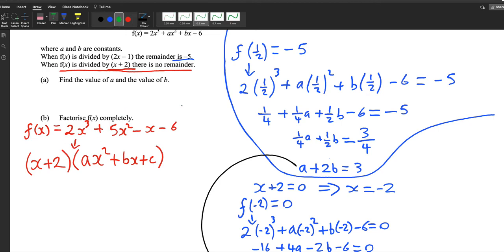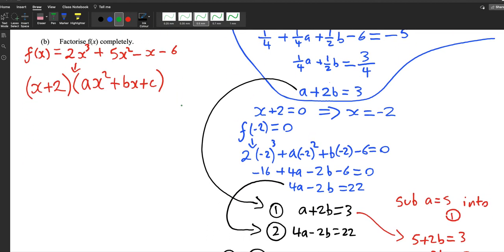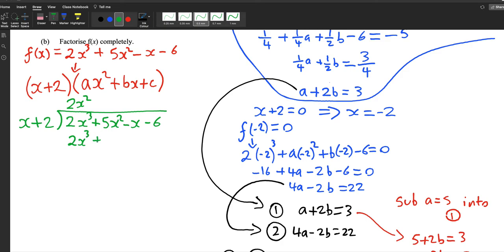So let's change colors just because I like different colors. So x plus 2 here goes into 2x cubed plus 5x squared minus x minus 6. X into 2x cubed is 2x squared. Gonna multiply, and that's because 2x squared times x gives you 2x cubed. 2x squared multiplied by x, I'm gonna write it under here, 2x cubed. 2x squared times by 2 is plus 4x squared.